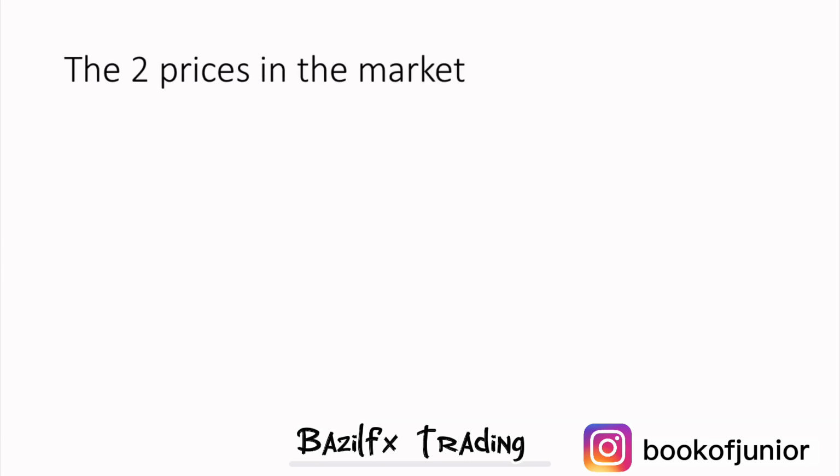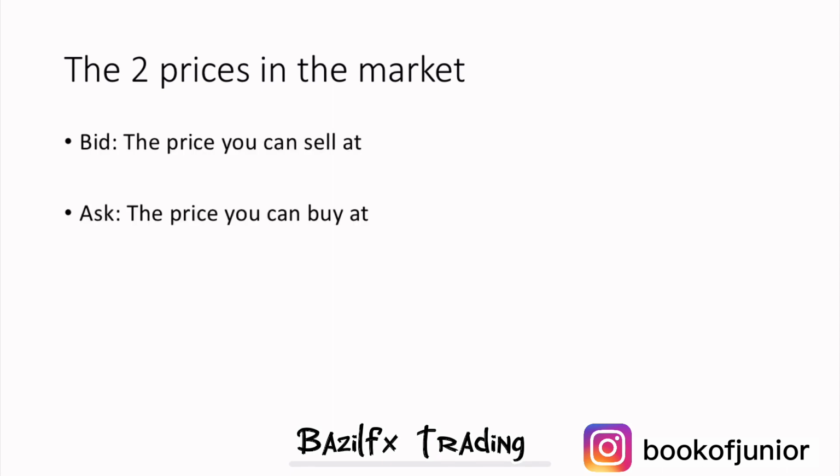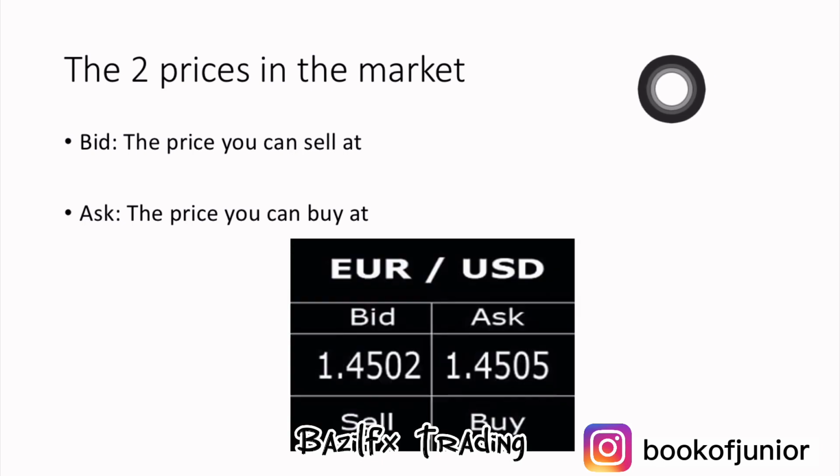From there we jump onto the two prices in the market. We have the bid price and the ask price. The bid price is the price at which you sell, and the ask price is the price at which you buy. So this is our example. We have Euro USD, so we have the bid and then the ask. Remember, the bid is the price you sell at and the ask is the price you can buy at.